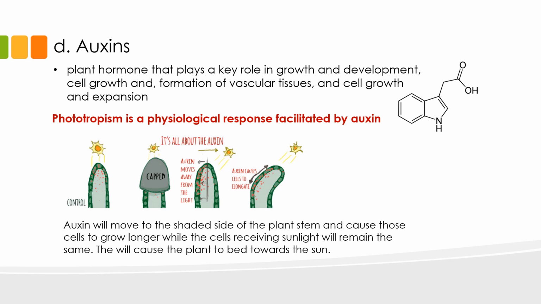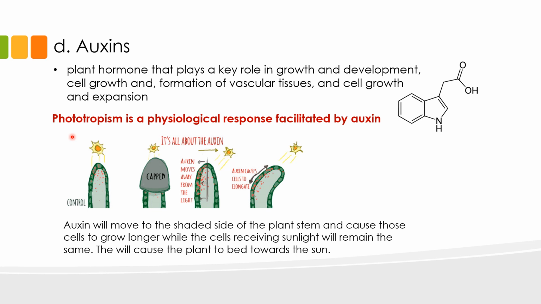Let's take a look at an actual example of how auxins affect plant development through the process of phototropism. Have you ever noticed how a plant in your windowsill bends towards the sunlight? This has to do with the auxin in the stem. Auxin, as I said, is involved in making cells expand.